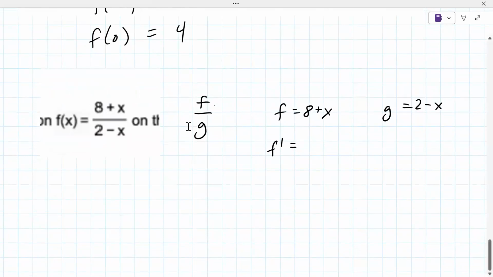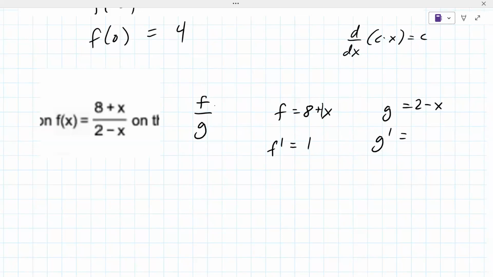Can you tell me the derivative, from what we talked about so far, of 8? 8 is a constant, so it would be 0. And then what's the derivative of x? So the rule is a derivative of a constant times x, it'd be 1. Yeah, it's just the constant. So just 1.